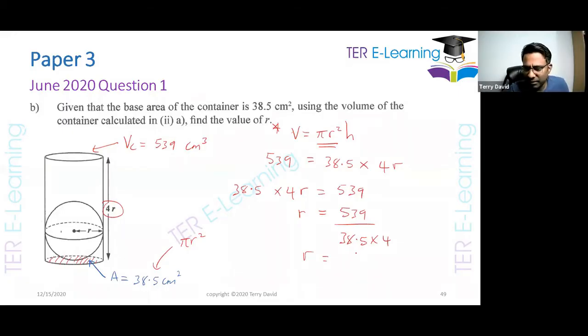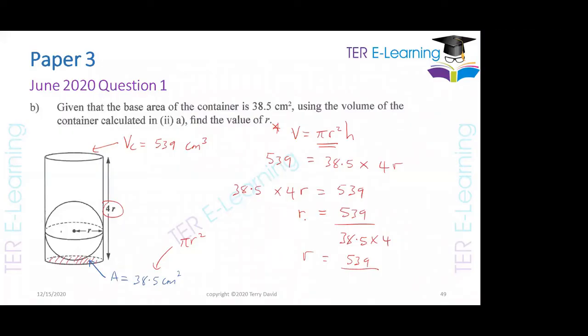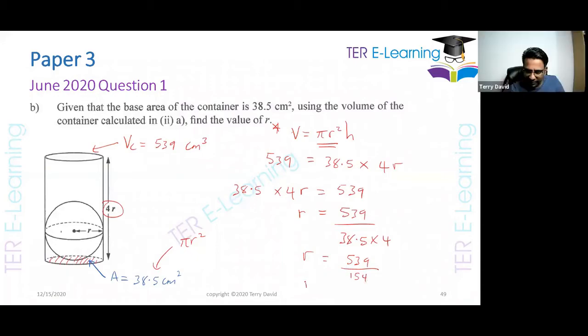Oh, no, but that's okay. What you can do, right? When you have something like this, just do 539 on top. You can't do anything there. Work out the 38.5 by 4 first. Is it 154? Yeah, 154. And when you work out this R here, you're going to get 3.5. And that R there has to be in centimeters, right? So the answer is 3.5 centimeters.